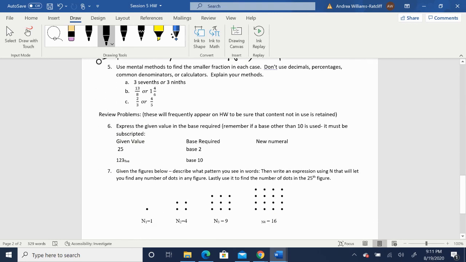Okay. Use mental methods to find the smaller fraction in each case. Don't use decimals. Explain your methods. All right, 1 3/8 and 1 4/6. We know that both of these have one whole, so let's disregard the whole. That's equal, and let's just think about the fraction itself. So you can forget about the 1 here. If we were to turn this into a mixed number, we would be looking at 1 5/8. So we're going to kick off the 1, and then we're just going to compare 4/6 to 5/8.